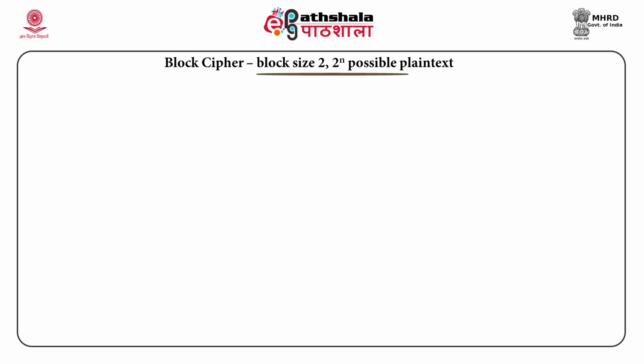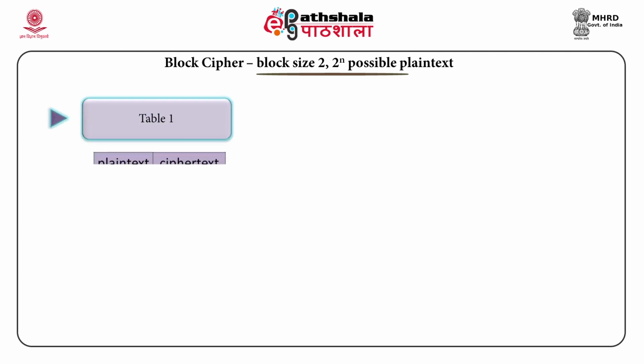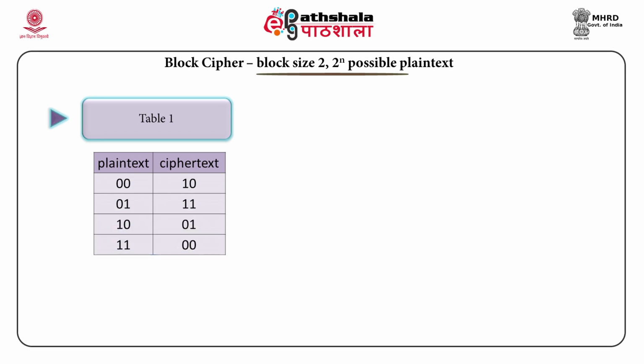For a block cipher with block size n, there are 2 raised to n possible plain texts. Look at table 1, where the plain text and corresponding ciphertext are given. Plain text 00, 01, 10, 11. That means the length of the plain text is 2, so the combinations are 4. The 4 combinations of 2-bit plain text are generated and their corresponding ciphertexts are given in the table.